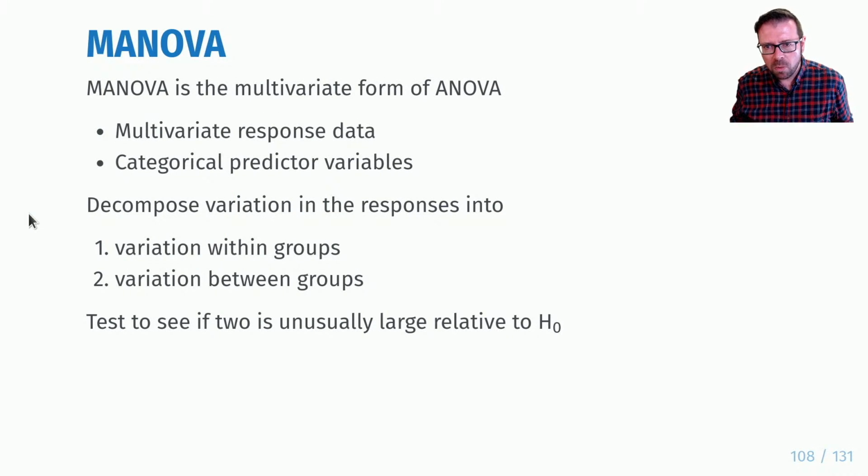Okay, so what is MANOVA? MANOVA is the classical multivariate form of ANOVA. We have multivariate response data, we have categorical predictors. We try and decompose the variation in the responses into variations between groups and variations within groups, and we want to test to see whether that second one, the variance between groups, is unusually large relative to some null hypothesis that there is no group effect, right? We have these categorical variables that define the groups.